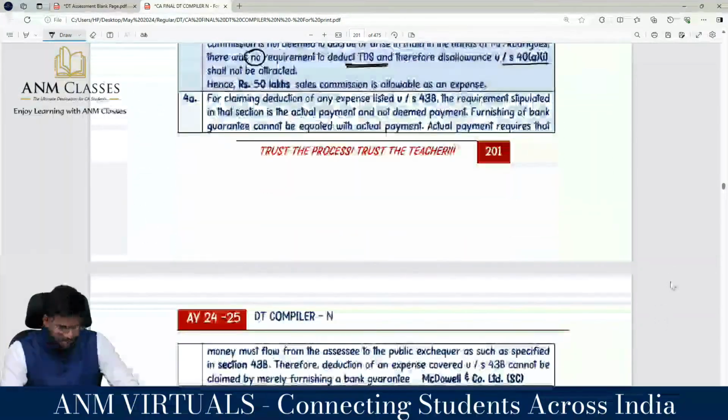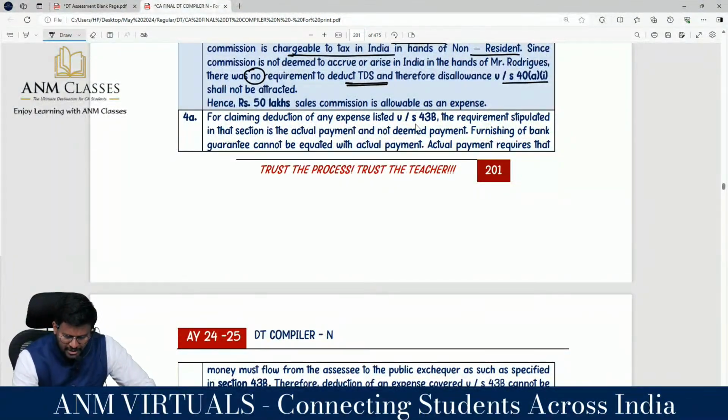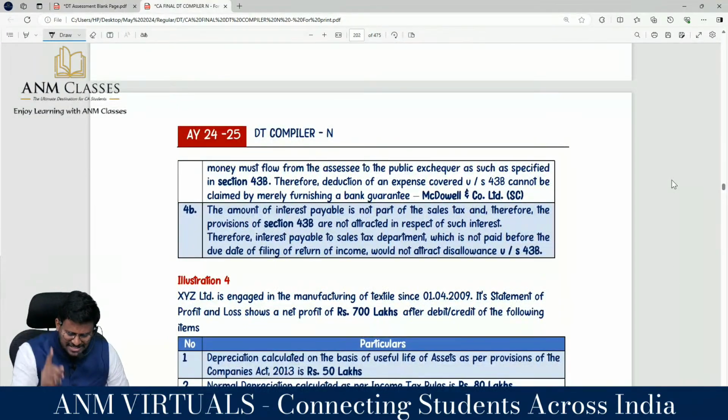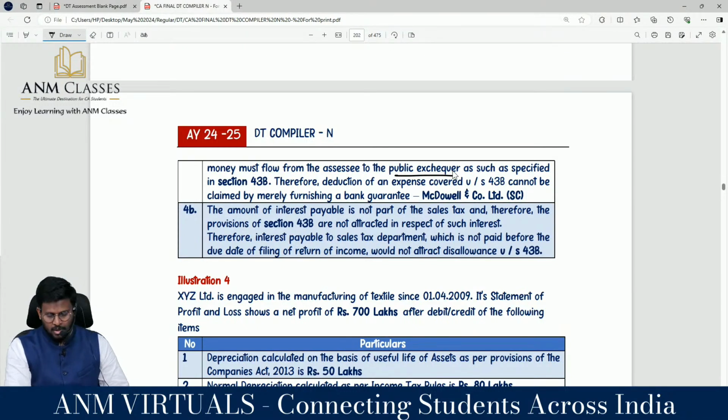For claiming deduction of any expense listed under 43B, a requirement stipulated in that section is actual payment and not deemed payment. Furnishing of a bank guarantee cannot be equated with any payment. Actual payment requires that money must flow from the assessee to the public exchequer. Public exchequer means the government or other bodies such as those specified in section 43B. Therefore, deduction of expense covered under 43B cannot be claimed by merely furnishing a bank guarantee.